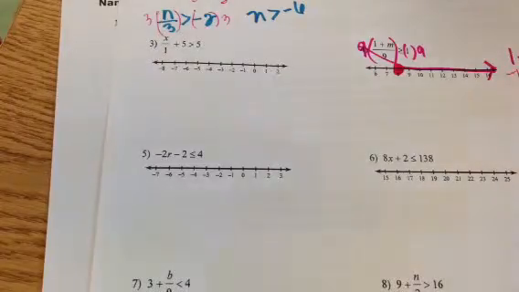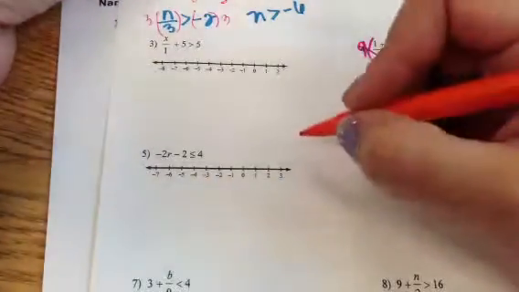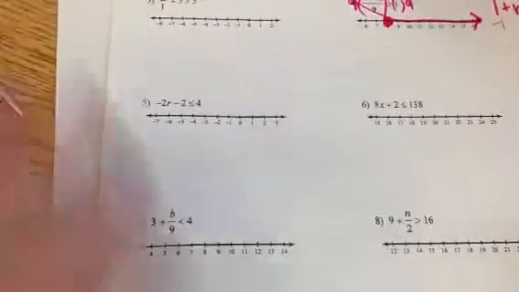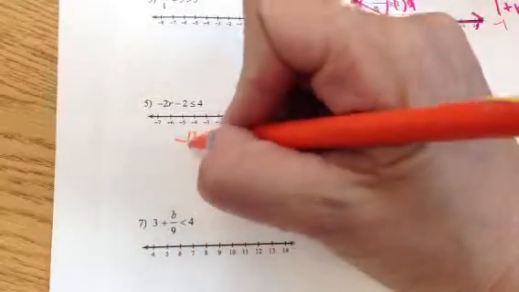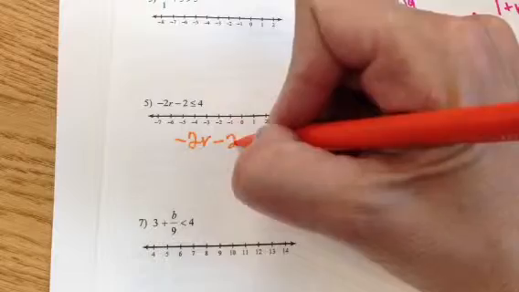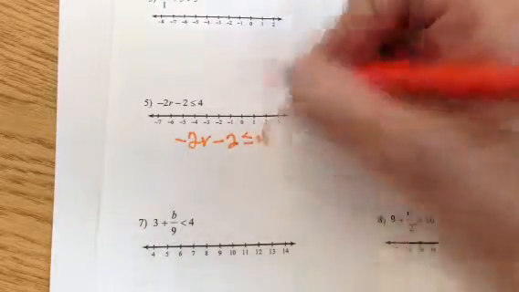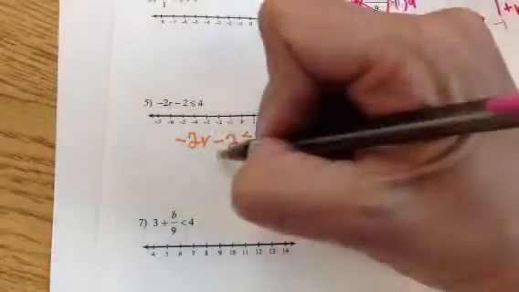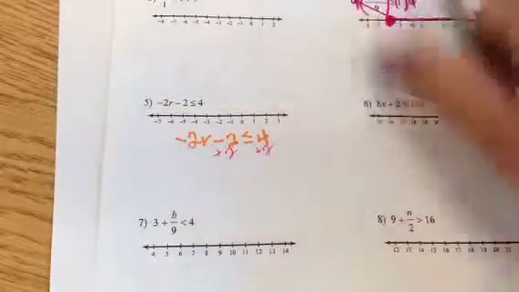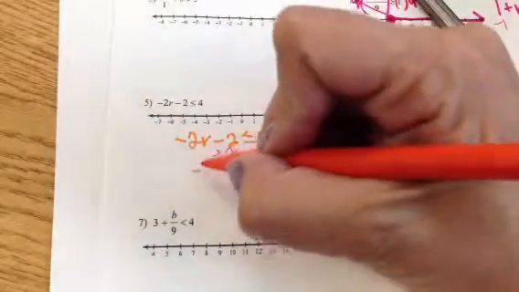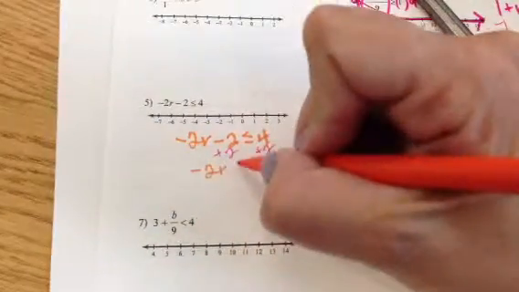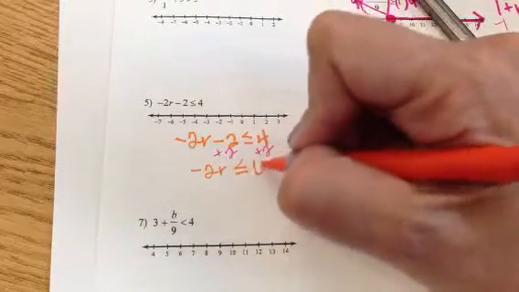Number 5 is another problem I want to look at, because there's a rule about solving inequalities that comes up that can give us some trouble. I'm going to rewrite this problem underneath. 2r minus 2 is less than or equal to 4. I'm going to add 2 to both sides of the equation. Negative 2r is less than or equal to 6.